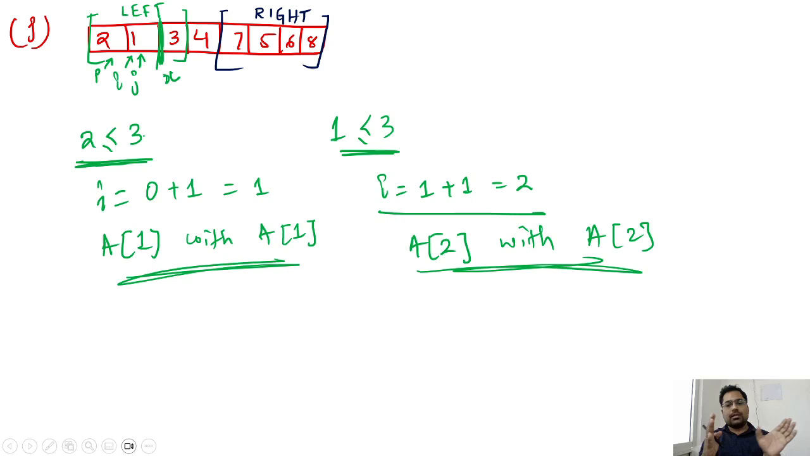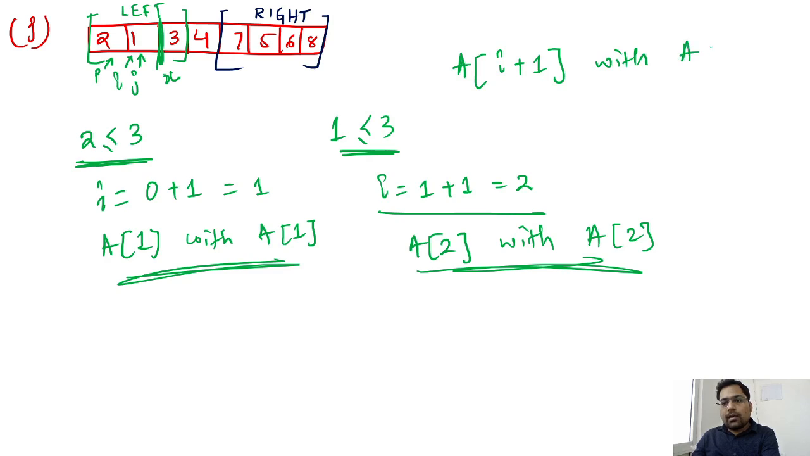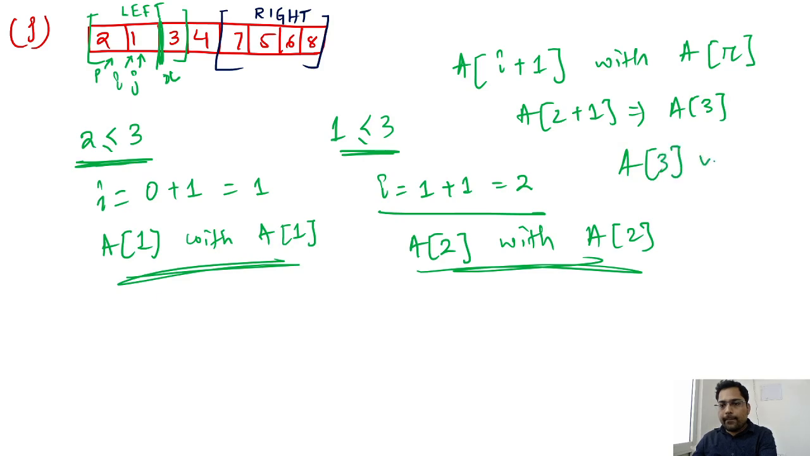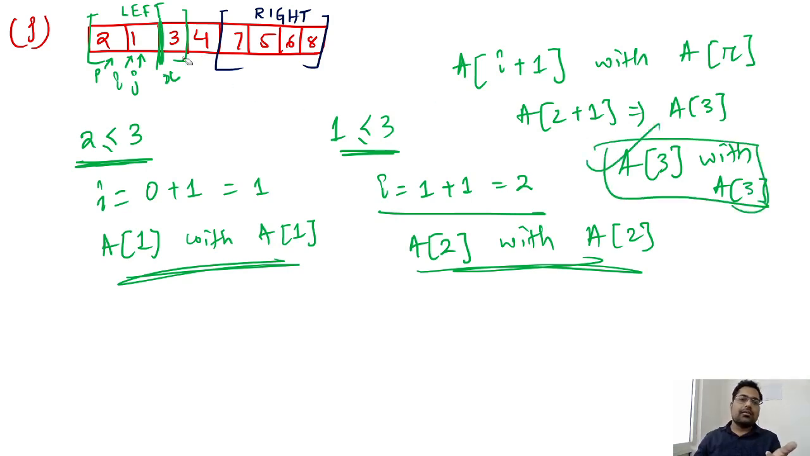Clear? We reached here, and there is no need to update it because the pivot element is at its own location, it's fixed at its position. Now after the for loop, what we have to do is swap A of I plus 1 with A of R. I was previously 2, now 2 plus 1, which is A of 3, with A of 3, so no need to change it. We say we have completed it, but we are not changing it.